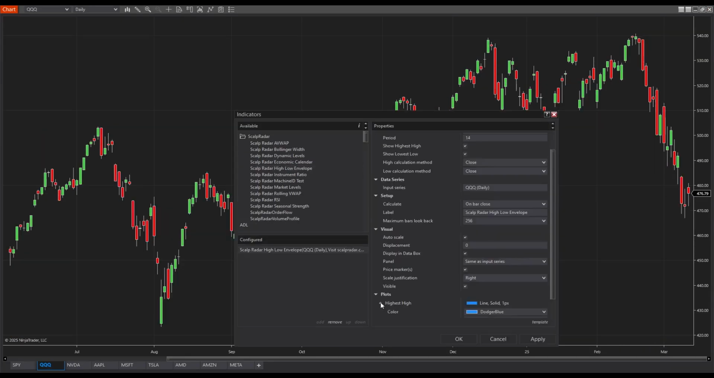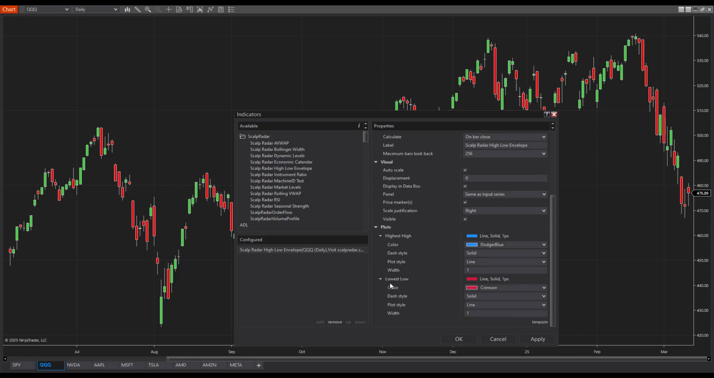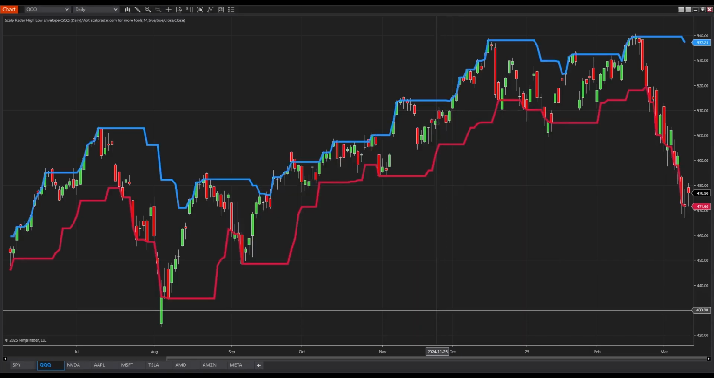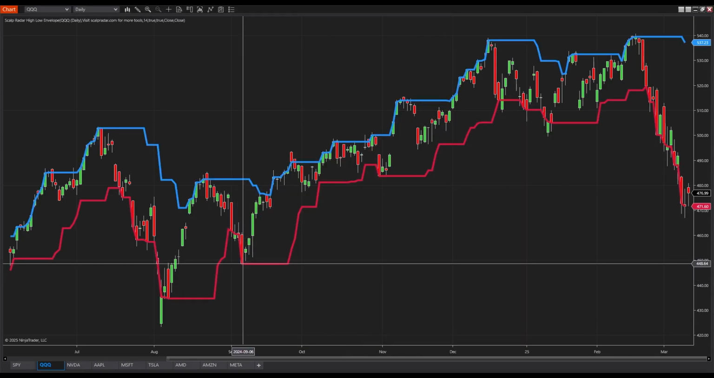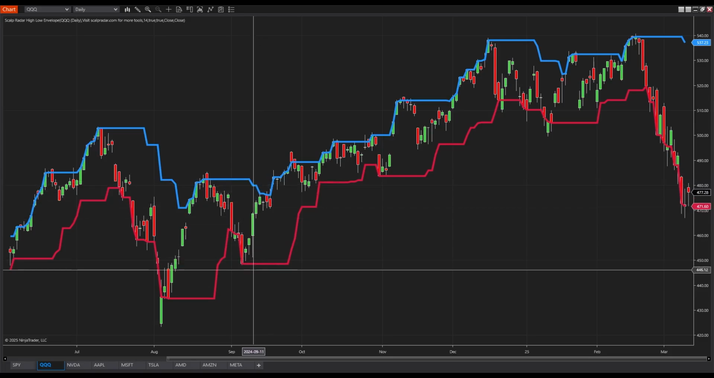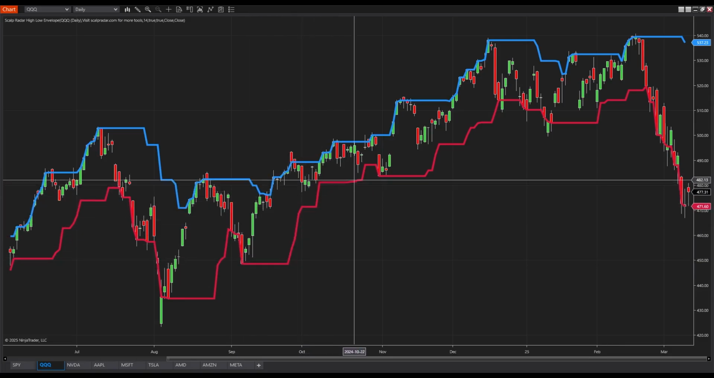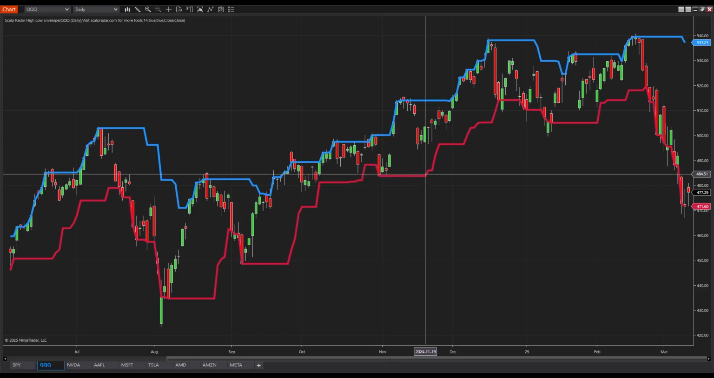So the high-low envelope draws higher highs and lower lows for you based on a period which we have set at 14. So if we take a look here, it's showing us basically for every 14 days, looking backwards, what's the lowest low and the highest high. And basically that gives us this kind of envelope here of where price has been.